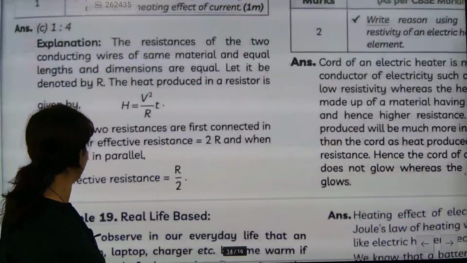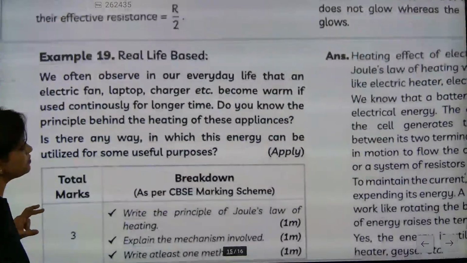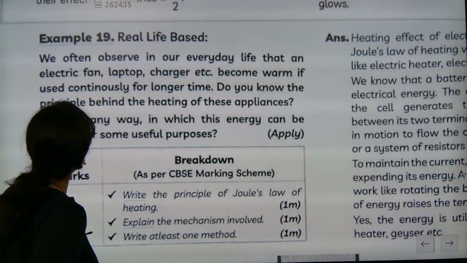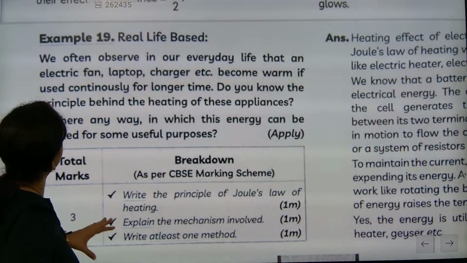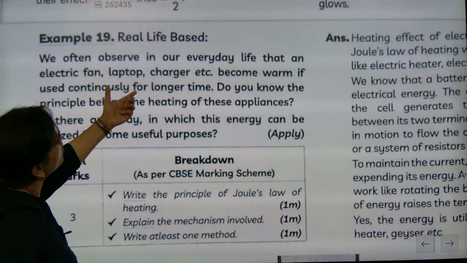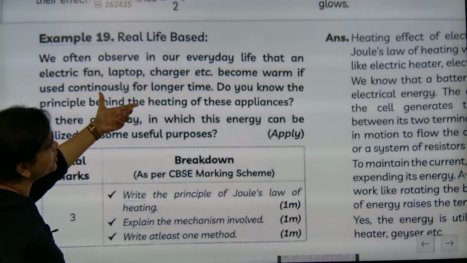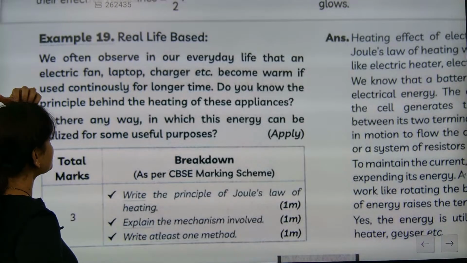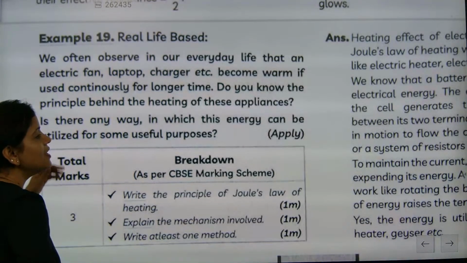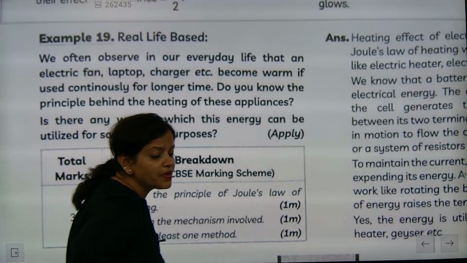elements are glowing. Understood? So if they ask life science based questions, how many marks are they going to take? So here is the total content related to it. When we observe in our everyday life that an electric fan or laptop charger becomes warm after continuous use for a longer time, do you know the principle behind the heating of these appliances? This question will come 100%.